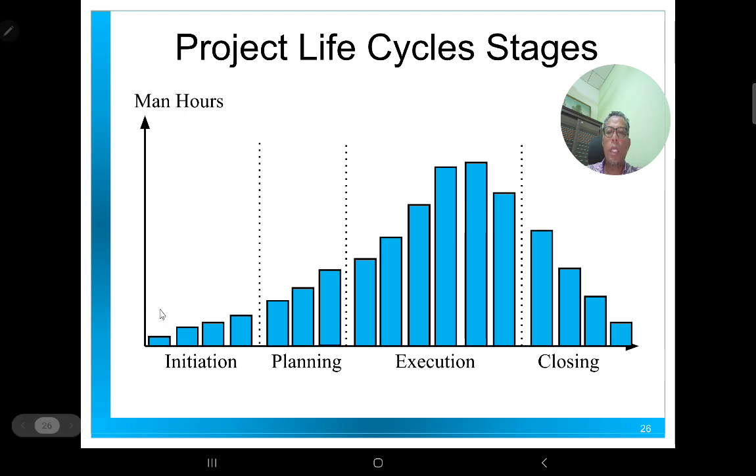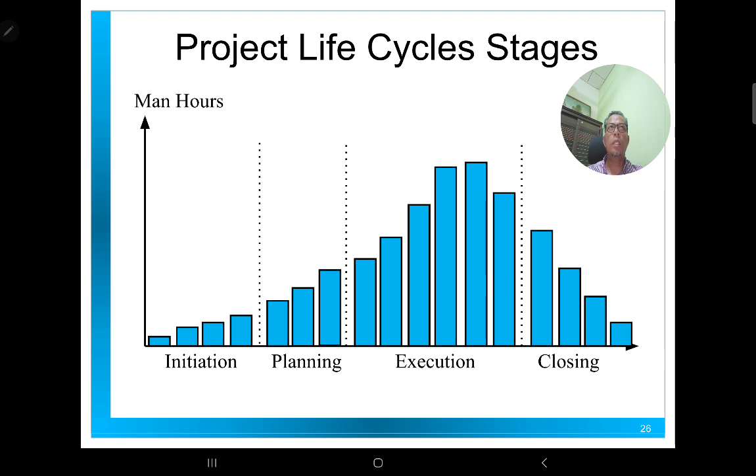So if you look at the initiation phase, the man hours needed to implement it are a little bit low, right? Because you don't need lots of people to do this initiation, to set up the specification, to set up the particular goals and objectives of the project. And then after that, the next phase of the project, which is planning, the number of man hours will increase. So you need more people, you need more time to implement the planning stage.